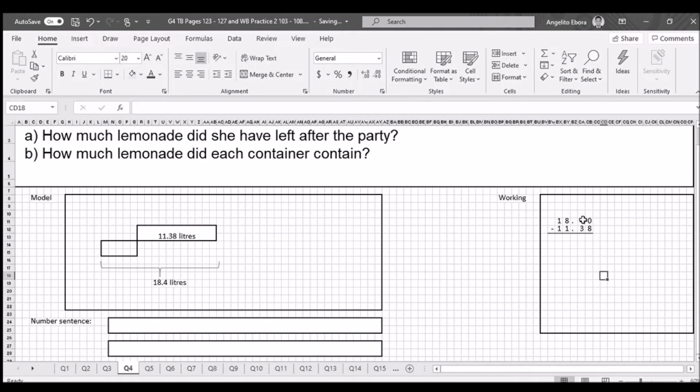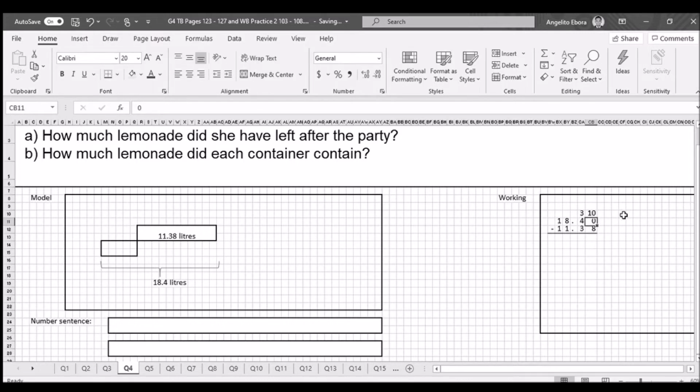So we'll take 1 from 4, 4 becomes 3. And then the one that we took, we'll add this to 0, because we took 1 from here, that is 10. So 10 minus 8 is 2, 3 minus 3 is 0, 8 minus 1 is 7, 1 minus 1 is 0. So just put the decimal there.